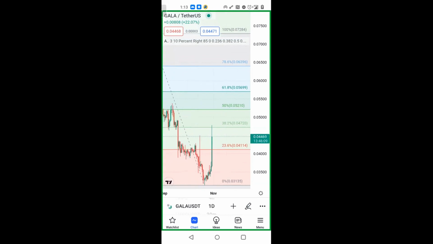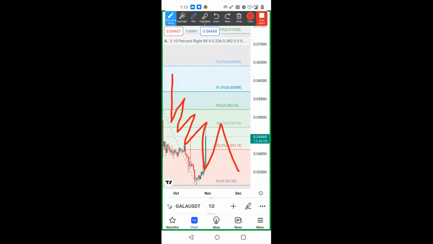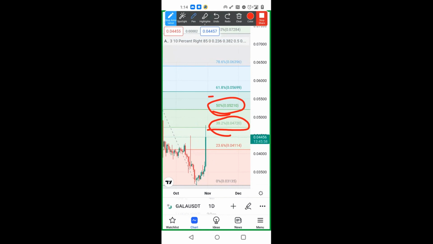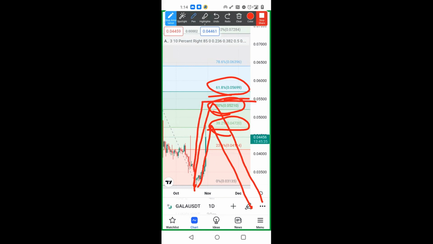This indicator has 3 important lines that I want you to know. It has 38.2, it has 50%, and it has 61.8% line. The market can move from here, touch 38.2, and then it moves down. Or it can move from here, touch 50%, and then move down. Or it can move from here and touch in between here, and then it moves down. It's a principle unless there is manipulation in the market.